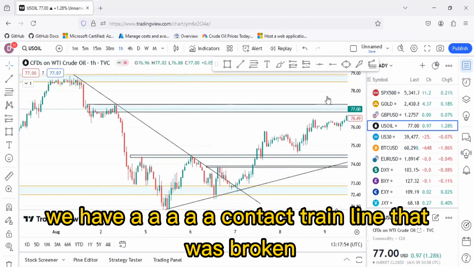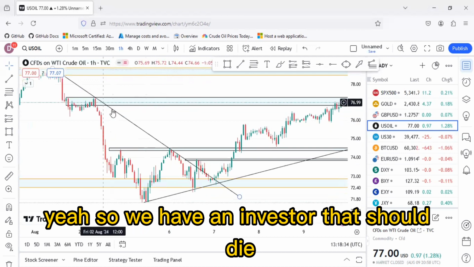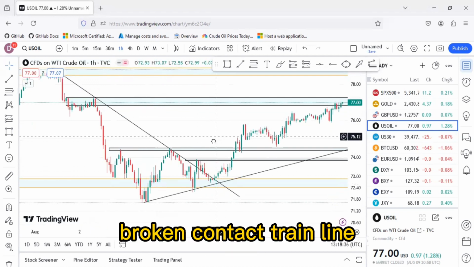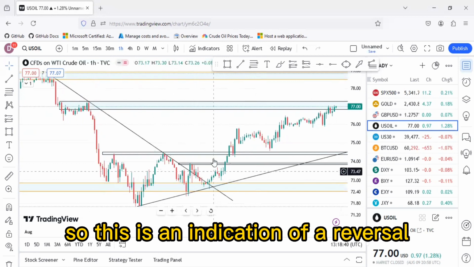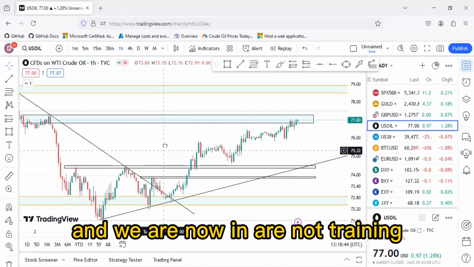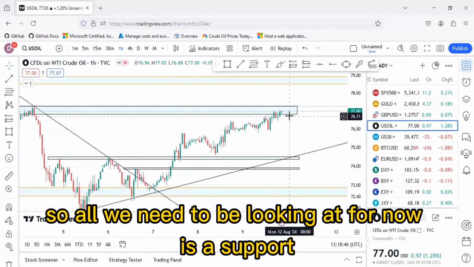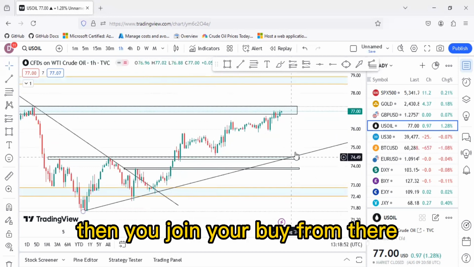a counter trend line that was broken here. So we have an inverse head and shoulder, a broken counter trend line, and a broken neckline. You understand? So this is an indication of a reversal. The price has reversed here and we are now in an uptrend. So all we need to be looking at for now is a support. Let the price pull back to a support, then you join your buy from there.